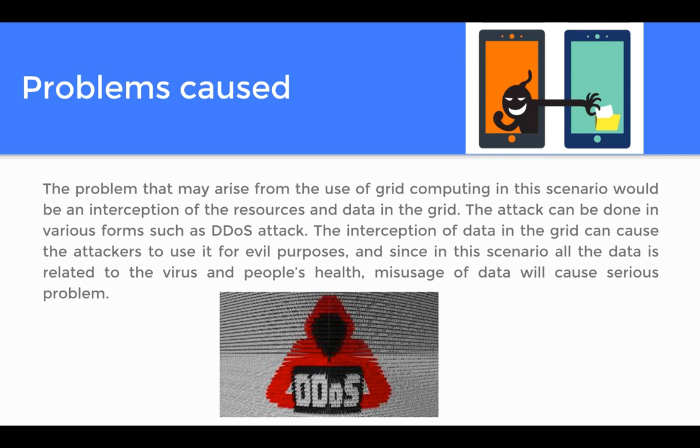Some problems that may arise from the use of grid computing in this scenario would be that an interception of the resources would be very dangerous. The attack can be done in various forms, such as DDoS attacks, like I mentioned before, and the interception of data in the grid can cause the attackers to use it for evil purposes. So this would create negative impacts instead of positive ones. And since in this scenario all the data is related to the virus and people's health, the misusage of data will cause serious problems.